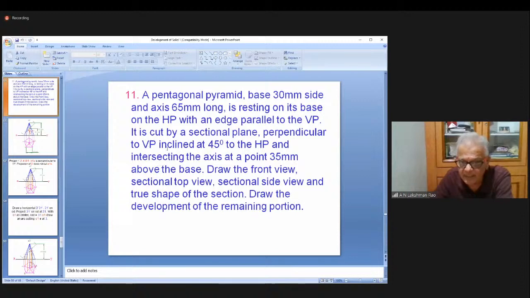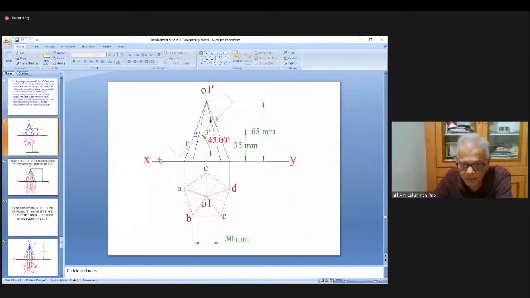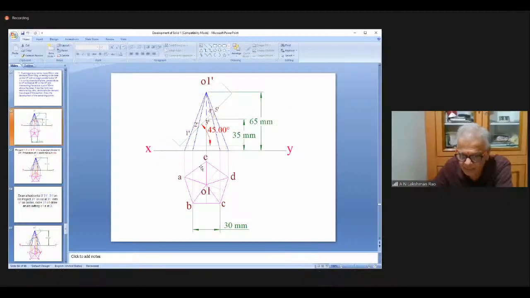Now it says the section plane is inclined at 45 degrees to HP. So I have to draw a line at 45 degrees to HP. I can draw it anywhere. He has also given me the distance from the base, which is 35 mm. So first mark 35 mm, and draw 45 degrees here. On this you mark 1 dash, 2 dash, 3 dash, 4 dash, 5 dash. These are marked on A, B, C, D, E respectively. 1 is on A, 2 is on B, 3 is on E, 4 is on C, like that.